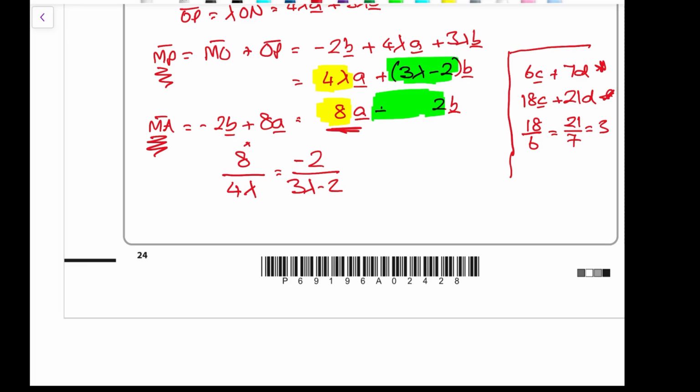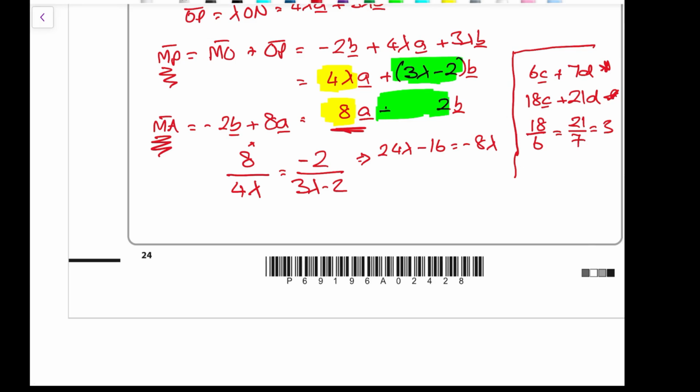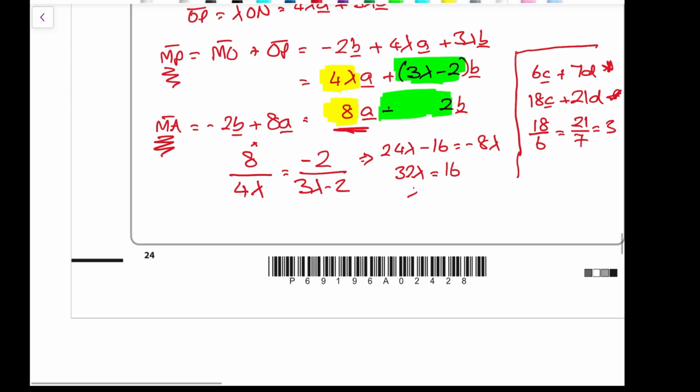So the next step is I can cross multiply, a term I don't really like, but it sort of works well here to demonstrate it. So that's going to give me 24 lambda minus 16 is equal to minus 8 lambda. And if I add 8 lambda to both sides, that's going to give me 32 lambda is equal to, add 16 to both sides, 16, which means that lambda is going to be a half.